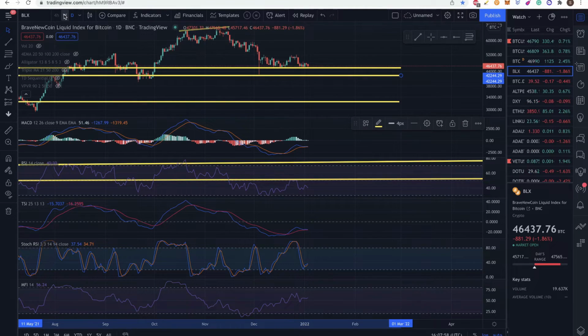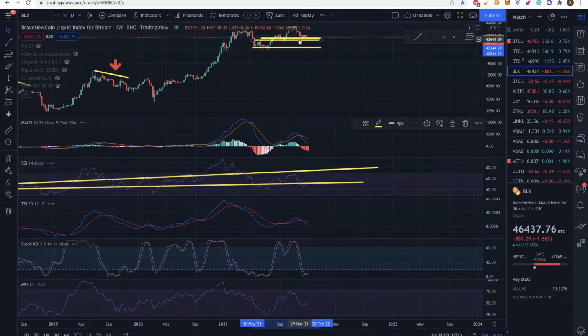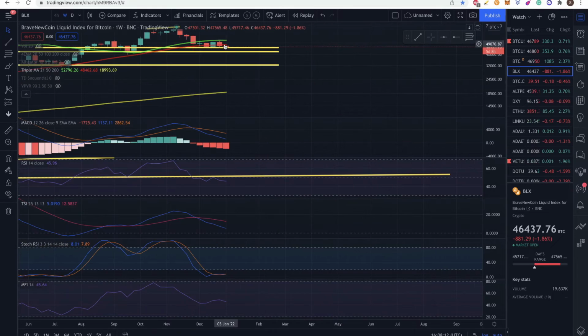But again, the most important thing is to recover the 21 weekly moving average. First the 50 moving average, then the 21. That will put us above $53,000. So in order to recover the market, we need to go above that level.